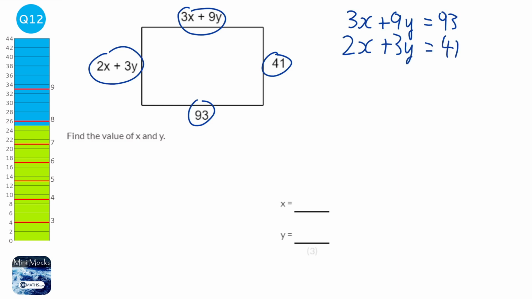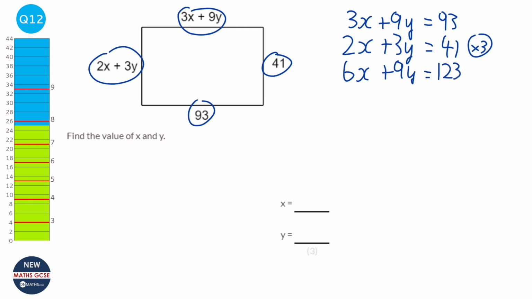And you notice now that we've got simultaneous equations. So what I'm going to do is get the coefficient of the y the same. And I'm going to do that by multiplying everything in the second equation by 3. So we get 6x plus 9y equals 123. And I'm just going to write in the first equation underneath, because with simultaneous equations we work downwards. Now looking at the signs, they are the same, and the s in same is the s in subtract. So we're going to subtract going downwards.